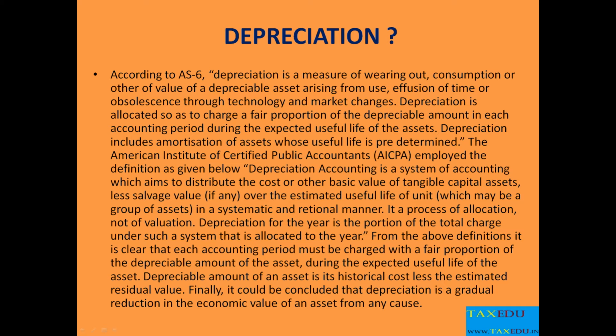Depreciation for the year is the portion of the total charge under such a system that is allocated to the year. From the above definitions, it is clear that each accounting period must be charged with a fair proportion of the depreciable amount of the asset during the expected useful life of the asset. The depreciable amount of an asset is its historical cost less the estimated residual value. Finally, it could be concluded that depreciation is a gradual reduction in the economic value of an asset from its cost.